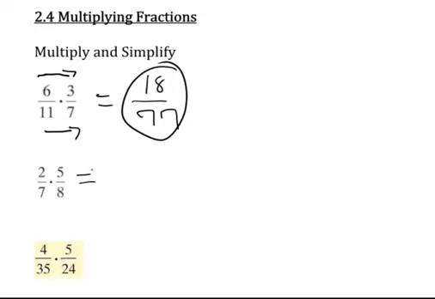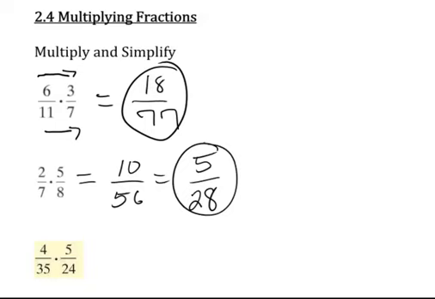Now 2 times 5 gives me 10. 7 times 8 leaves me with 56. Now I can reduce these two fractions. I can divide them both by 2. So 2 goes into 10 5 times, and 2 goes into 56 28 times, and now I'm done.